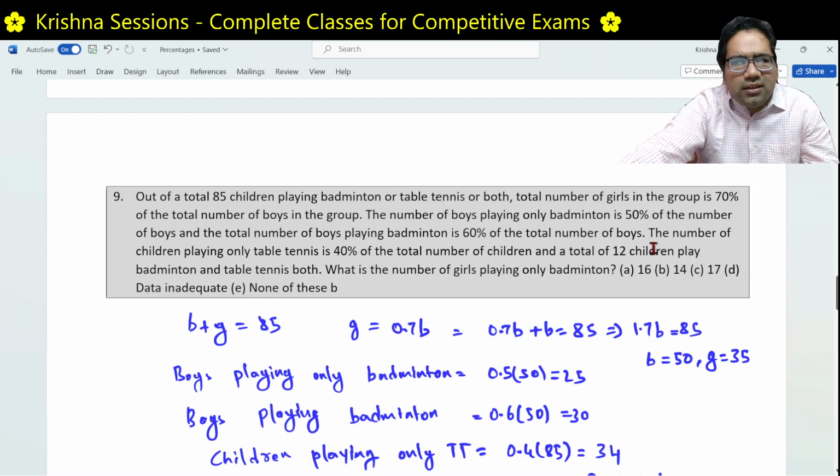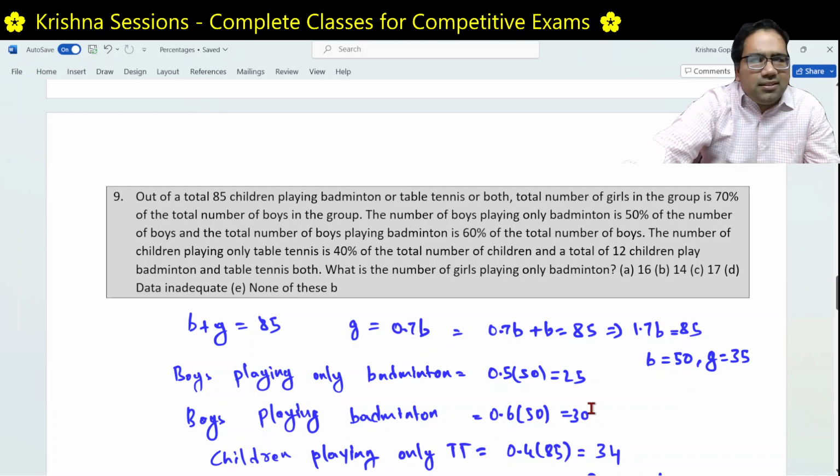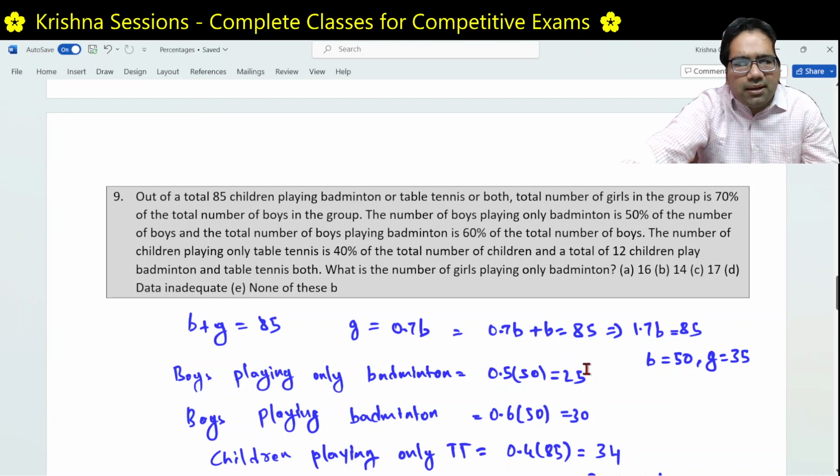Okay. Then what does it say? The number of boys playing badminton is 60% of the number of boys. That is 60% of the total boys, 0.6 into 50, which is equal to 30. Right. 25 boys are only playing badminton, and 30 boys are playing badminton. That means the remaining ones must be playing table tennis also.